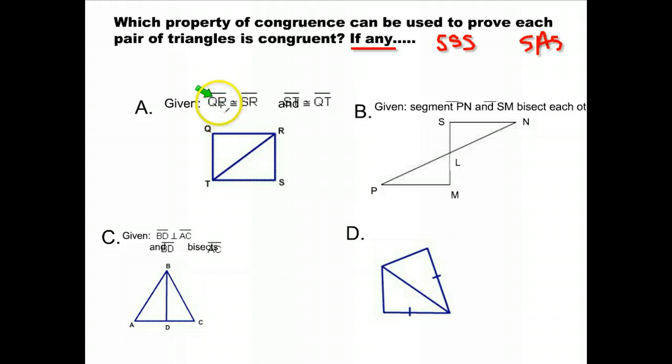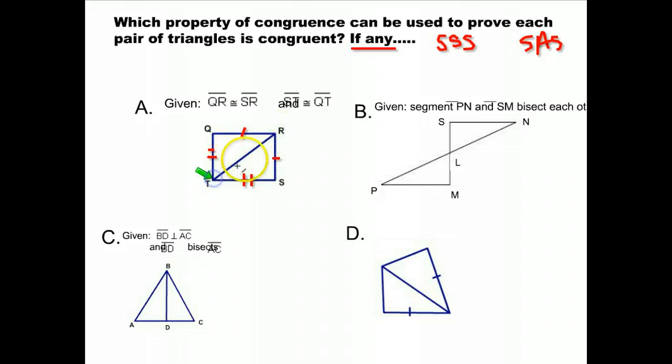Let's mark it on the figure. It says QR is congruent to SR. So the line from Q to R is congruent to the line from S to R. And ST is congruent to QT. So the line from S to T is congruent to the line from Q to T. Is there any way I can prove these congruent? None of the angles are marked, and I was given no information that would allow me to say any of the angles were congruent. So there's no way SAS is going to work because there's no angles involved.